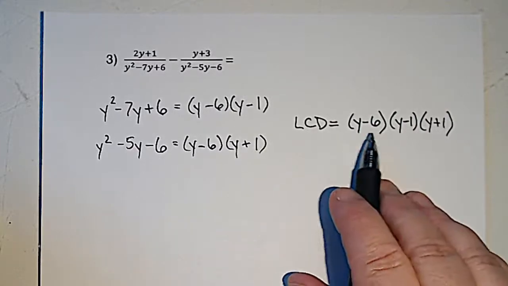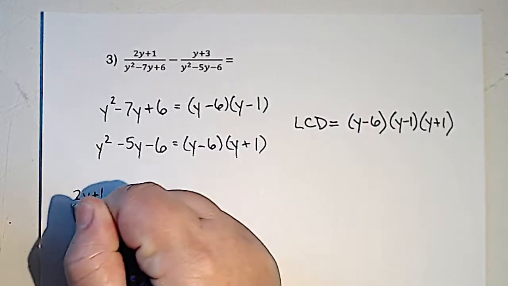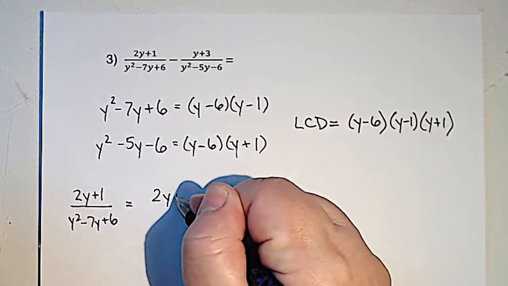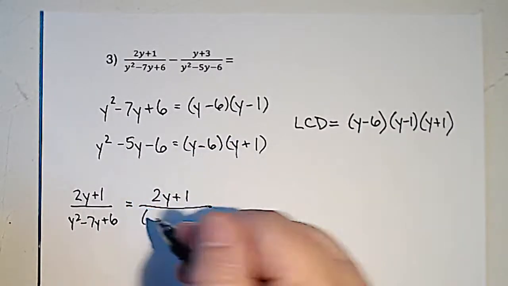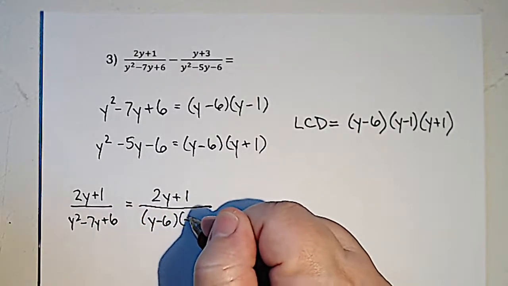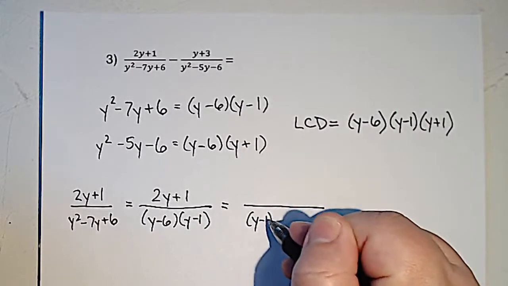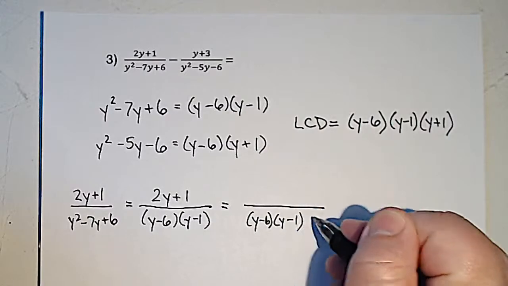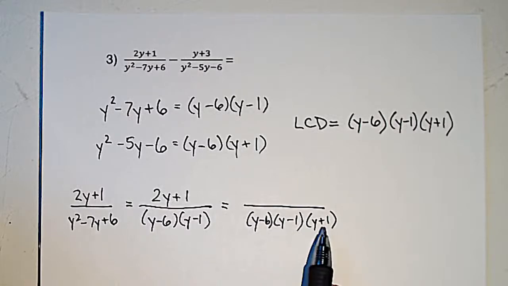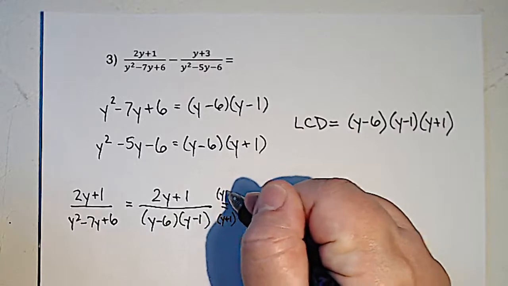Okay, so this is our new denominator. Those are all old denominators. So I had 2y plus 1 all over y squared minus 7y plus 6. When I factored it, I realized that it was 2y plus 1, but over y minus 6, y minus 1. I want to convert this into something that says y minus 6, y minus 1, y plus 1. What do I not have here that I have here? Yes, I need the y plus 1. So I'm going to multiply by y plus 1 in both places.